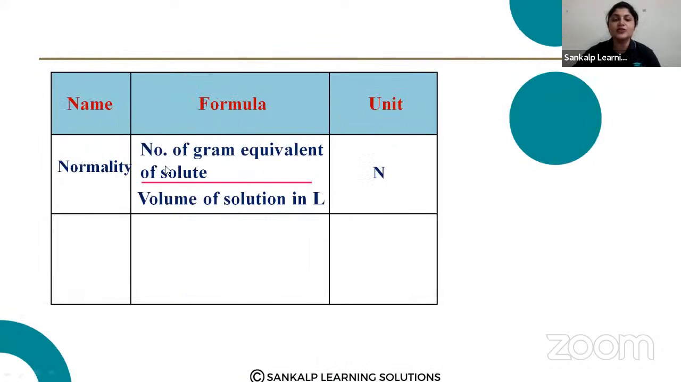Next is normality. It is the number of gram equivalents of solute divided by the volume of solution in liters, and it is expressed in terms of N. So your normality is calculated from the gram equivalent weight of the solute divided by the volume of solution in liters. Next we'll start with the questions.